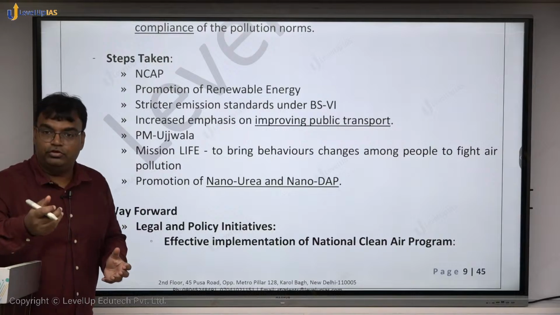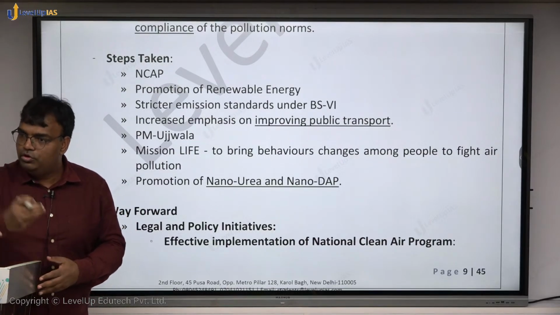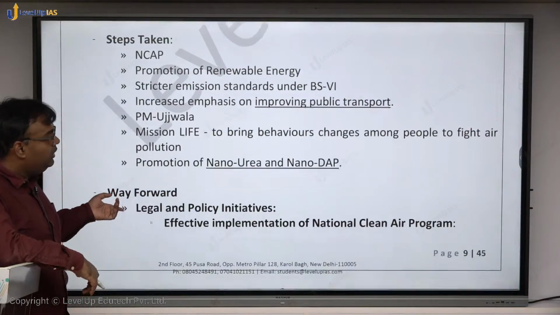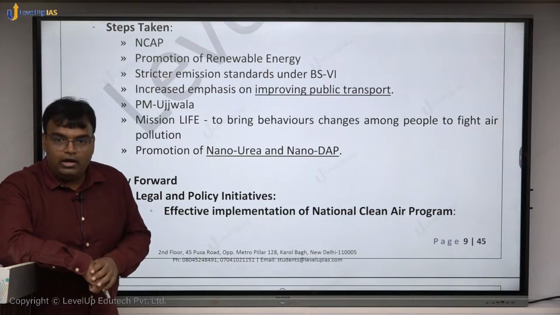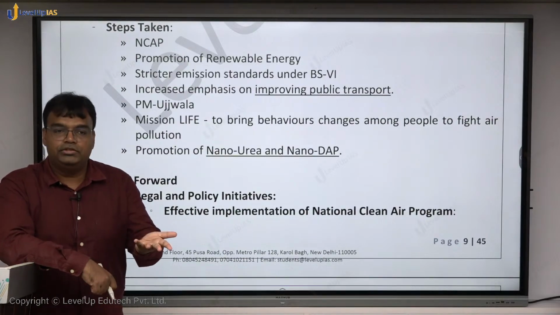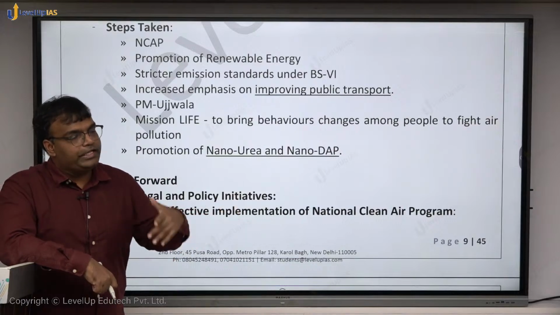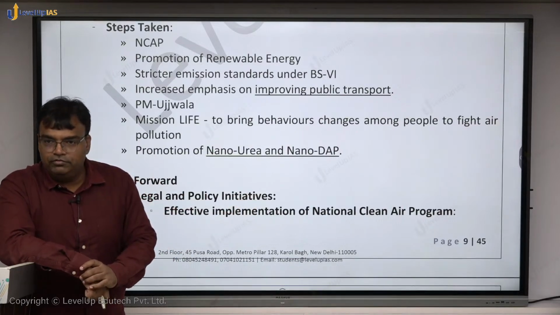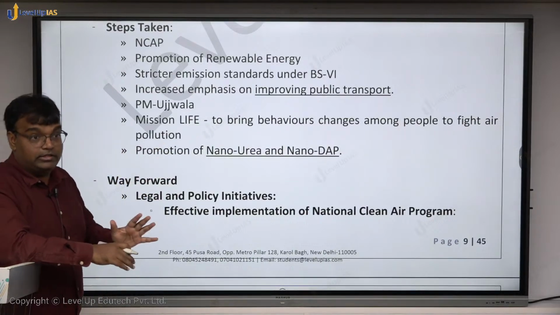you switch off lights, so that electricity generation and fossil fuel use also contribute in our fight against pollution. And some things like promotion of nano urea and nano DAP are also going to reduce the nitrogen pollution which is being caused by overuse, excess of these fertilizers. So we have taken a number of steps, but still the problem is still there, isn't it?